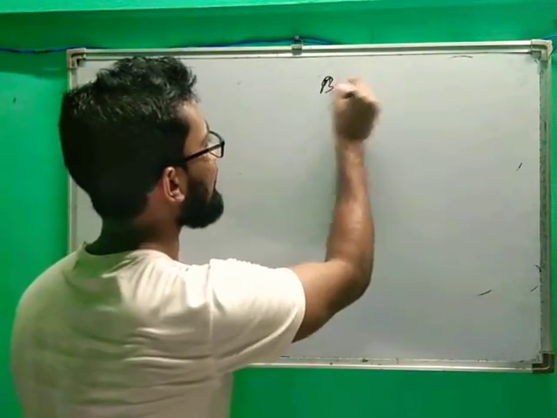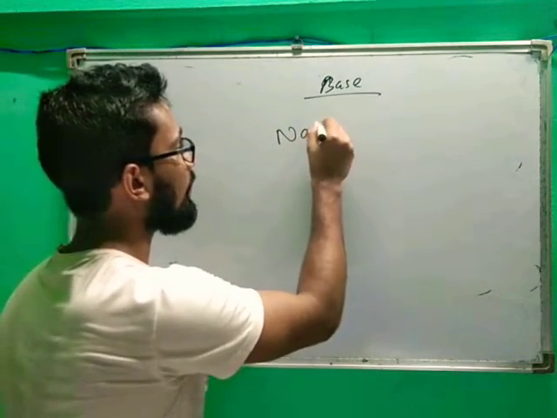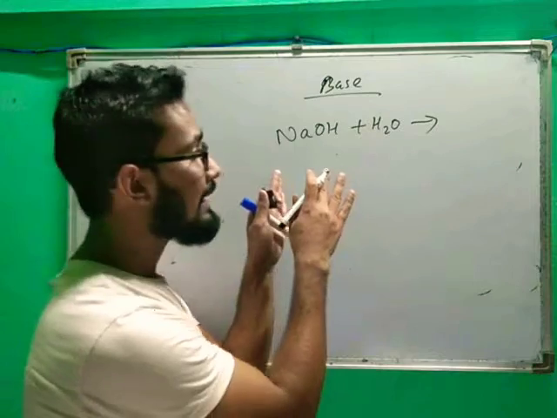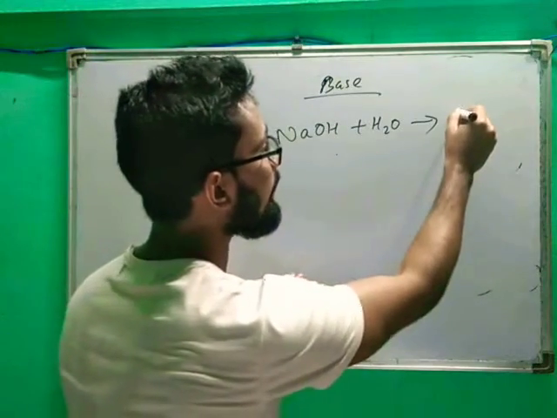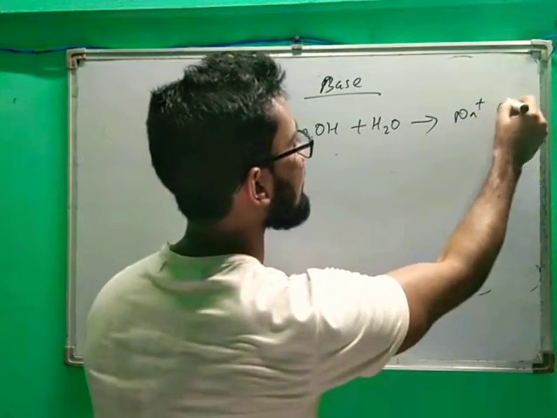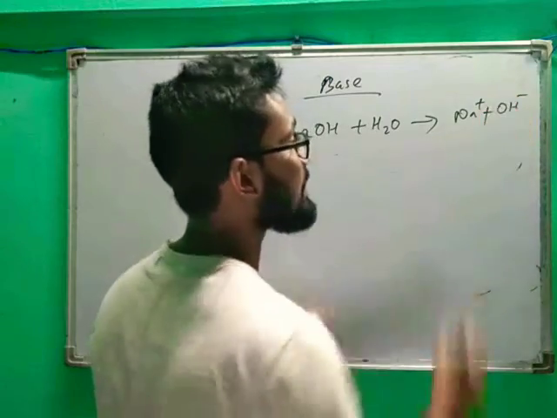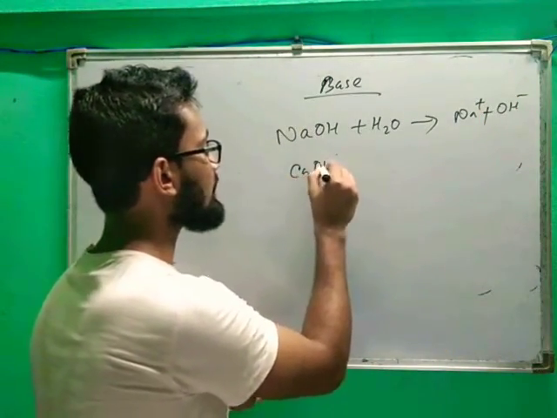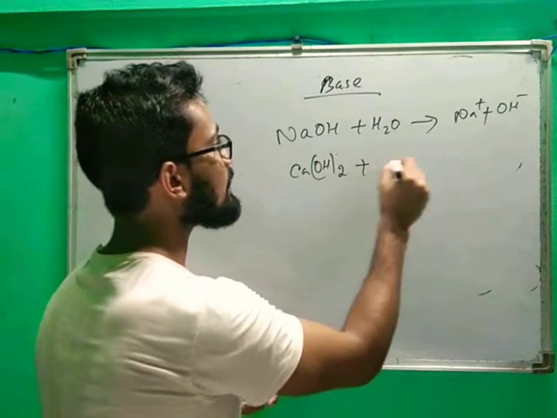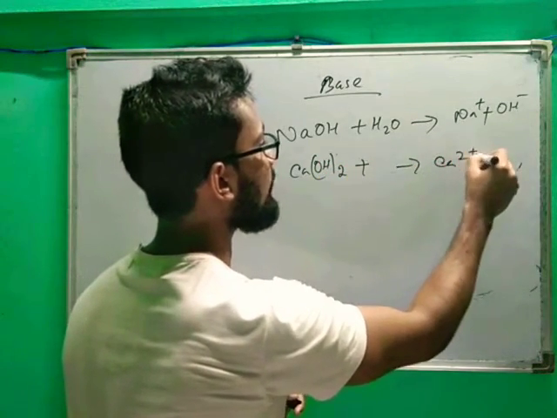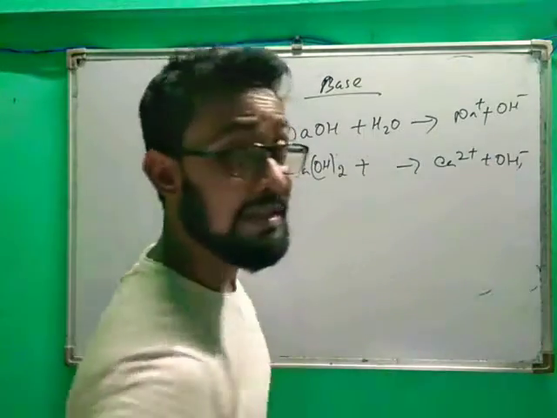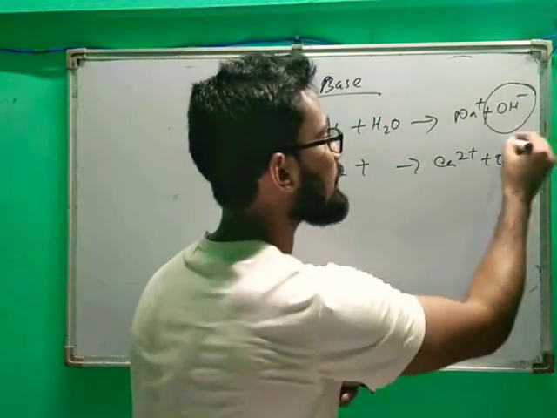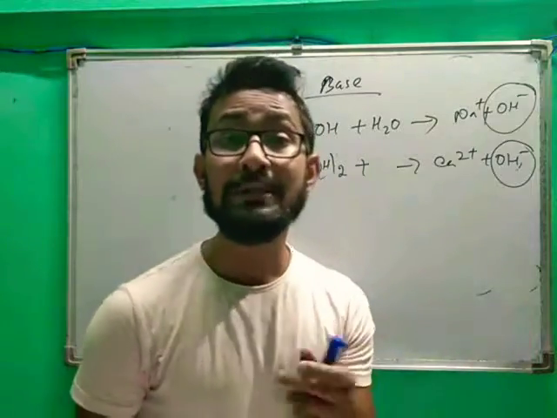Let's take a base, NaOH, and mix with water. If we are making solution of base, we will see it is producing Na plus and OH minus, okay. If we are taking CaOH2, we will also see Ca is producing calcium 2 plus and it is producing OH minus. So here is the common thing in case of base, they are producing OH minus ion.